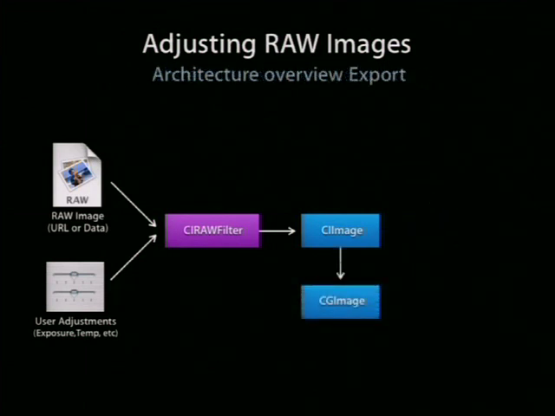Of course, you don't always want to go to the display. Sometimes you need to go to an output file to be able to convert, for example, a raw file to a TIFF or a JPEG. This can be done also using Core Image. From the CI image, you can create a CG image ref. And from the CG image ref, you can use CG image destination to write to a file or TIFF or whatever format you wish.